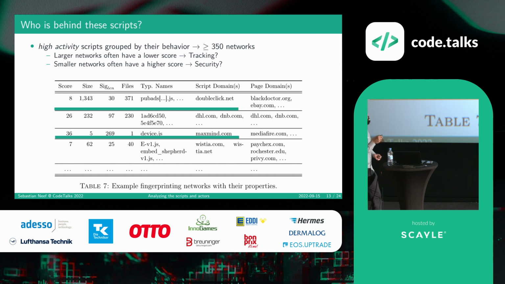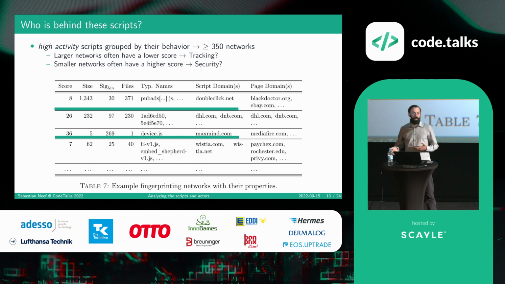So in the upper row, we see that there is a script from doubleclick.net, and all the 371 files that we have identified follow the same name, like pub ads and then some random ID. The signature length, so the amount of identical behavior inside this script signature, is 30 identical calls, and they cover about 1,300 websites like blackdoctor.org, ebay.com, and any other. But they only have a score of 8. So only 8 feature groups are being accessed.